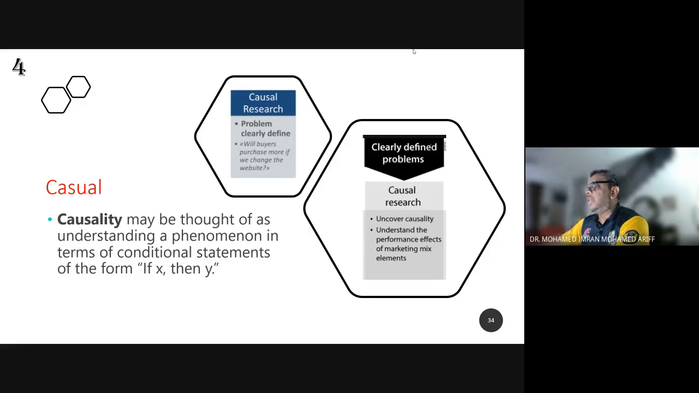Causal, you are trying to find what is the relationship. Will buyers purchase more if we change the website? Okay, you're just trying to find something. Cuaca panas dengan makan aiskrim. What is the relationship? Lagi tinggi cuaca, lagi banyak saya makan aiskrim. Something like that. Okay, is that a causal? So you want to find out why.